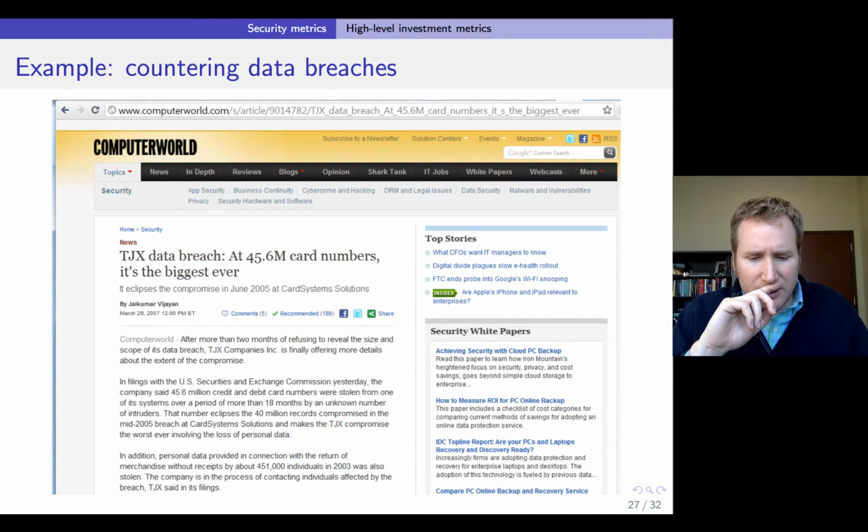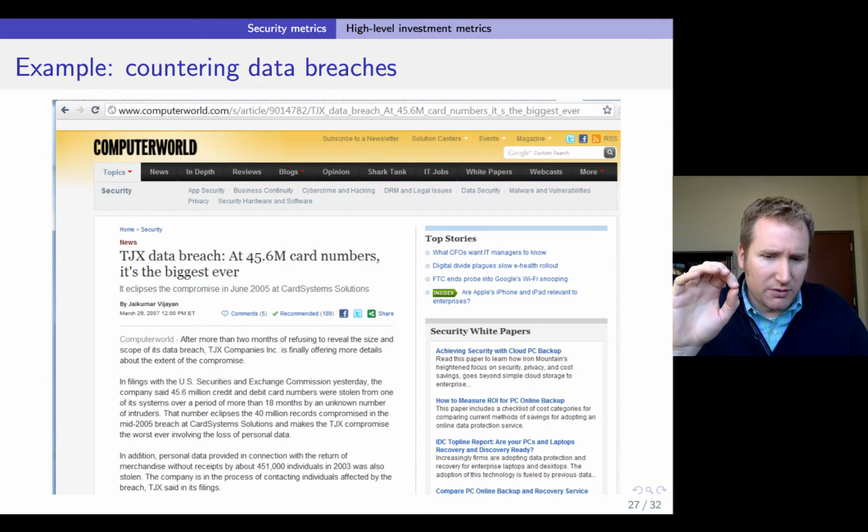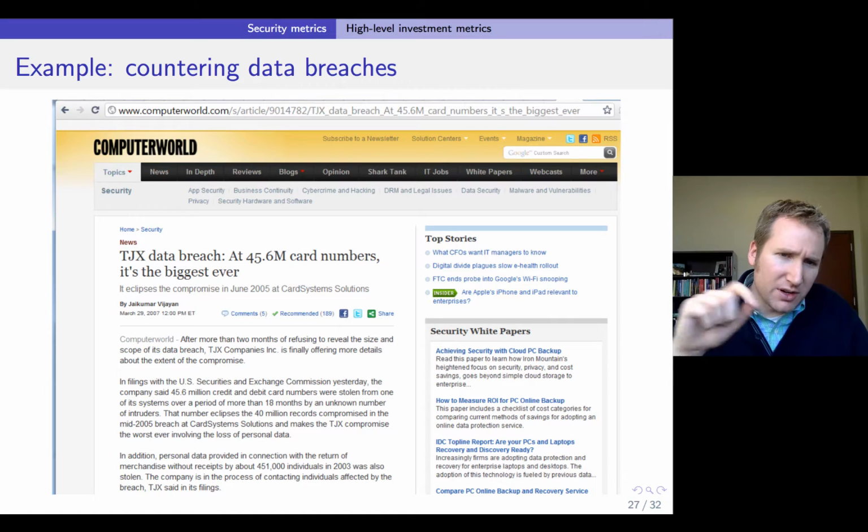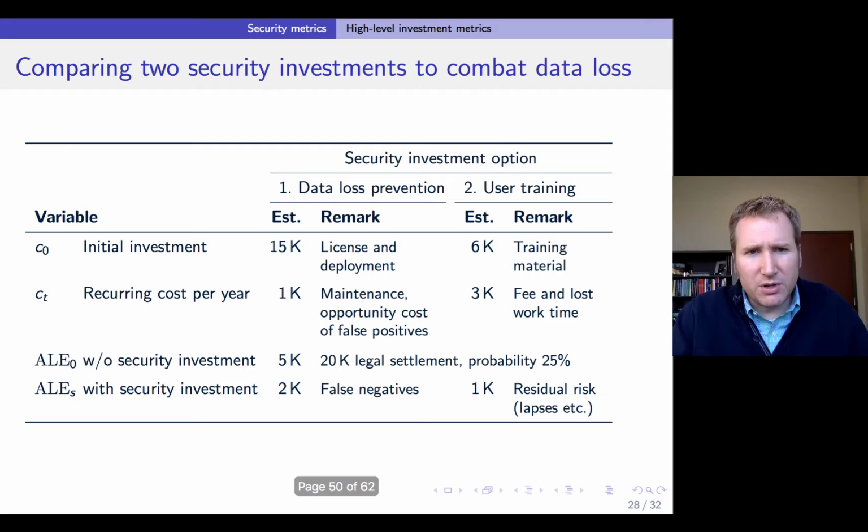So let's go through an example for each of these three metrics. And the example here is, let's say you're trying to counter a data breach. So you're in an organization who's considering whether to invest in a security mechanism that will reduce the likelihood of a data breach. And perhaps you're considering between two options which have different initial costs and recurring costs.